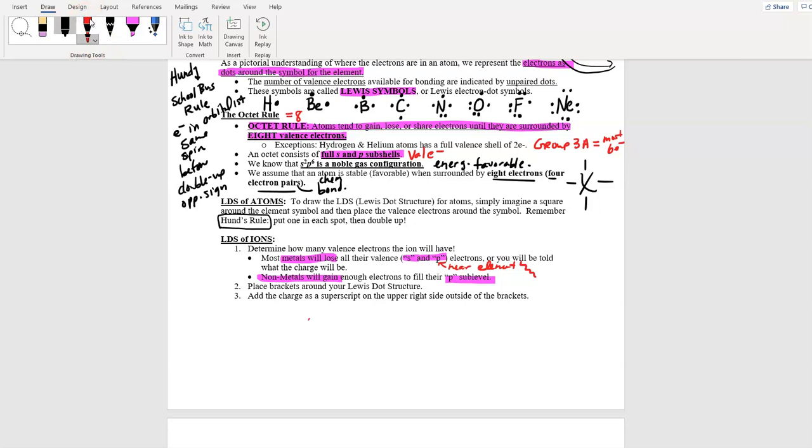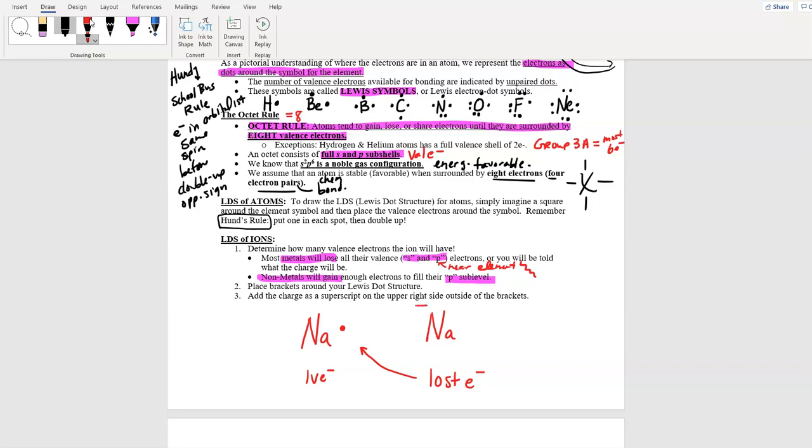Okay, so say you have sodium. Sodium has 1 valence electron, so he's got 1 dot. Let's say sodium lost an electron. Okay, so what you do is you lost that electron. That means that guy, you lost him. So if you lose that 1 electron, you're out of dots.